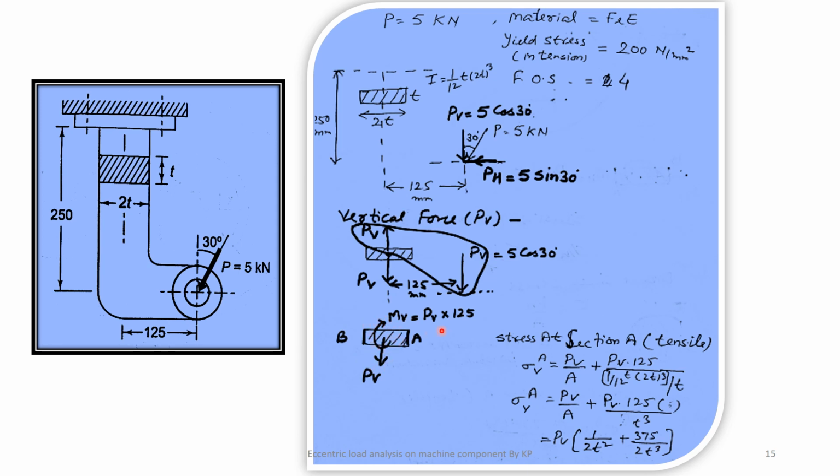Because of this clockwise couple, whose value is PV into 125, on this cross section a tensile stress is produced, and here on this section a compressive stress is produced. When the clockwise couple is formed, this fiber will be under tension and this fiber will be under compression. So here this stress is tensile and here this stress is compressive. So the net value of this stress at A, because in the problem it is given that yield strength is in tension, we have to find out the stress on the fiber which is in tension.